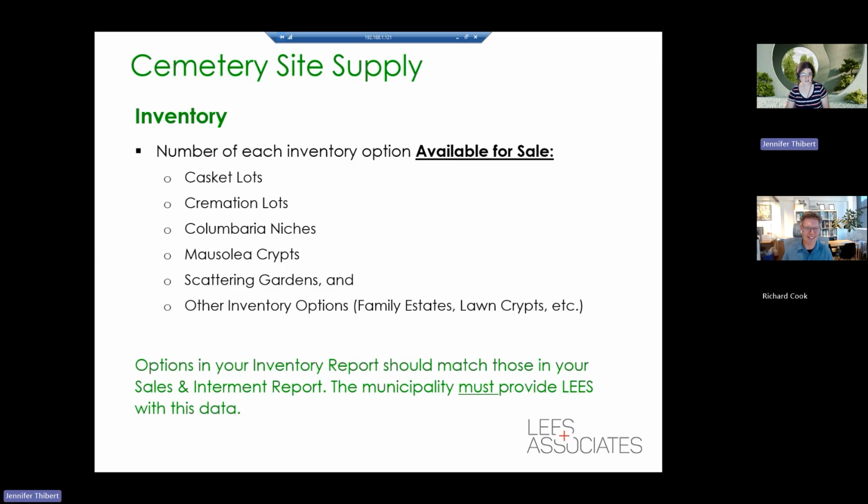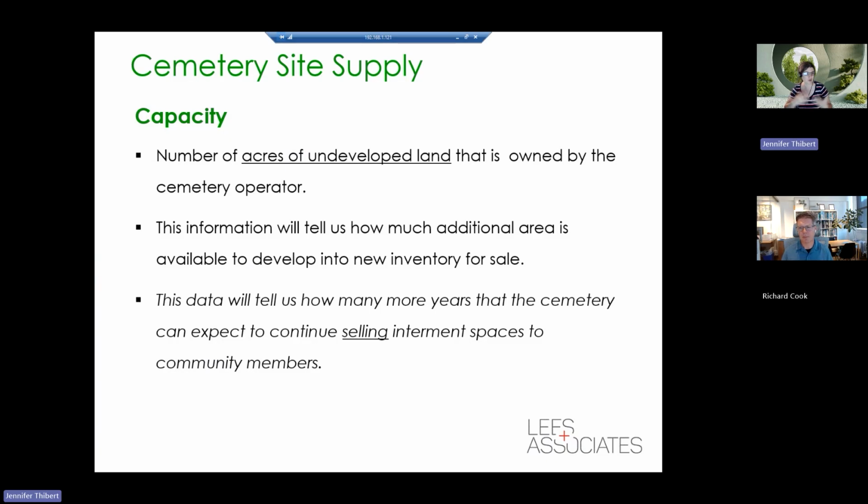Okay, so that's the inventory supply side of things. Aside from the specific number of items you have available for sale, we also take a holistic look at the capacity of your cemetery. So we will ask you to tell us how many acres of undeveloped land you own. And then we have an equation that will allow us to estimate how many additional casket lots and everything else you would likely be able to get from that undeveloped land. So we're looking for an acreage number here. And then we would be able to provide an estimate about how much additional inventory you have for sale and how many more years you can expect to continue selling interment spaces to community members with the land that you have remaining.